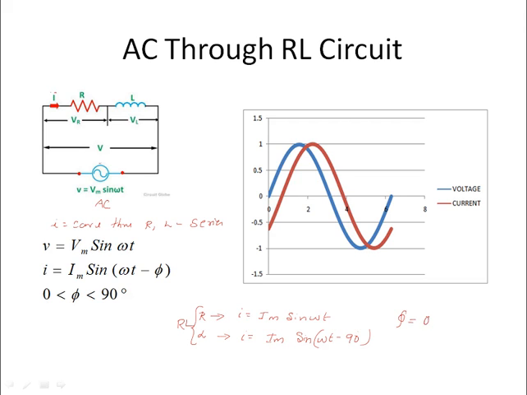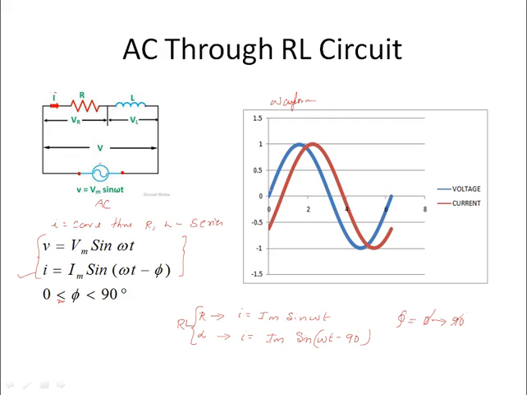Phi is an angle which varies from 0 to 90 degrees. It is neither 0 nor 90, it is between, say, 1 degree to 89 degrees. So I in an RL circuit will be equal to Im sine omega t minus phi, where phi is an angle such that 0 is less than phi, less than 90. So this is the waveform.